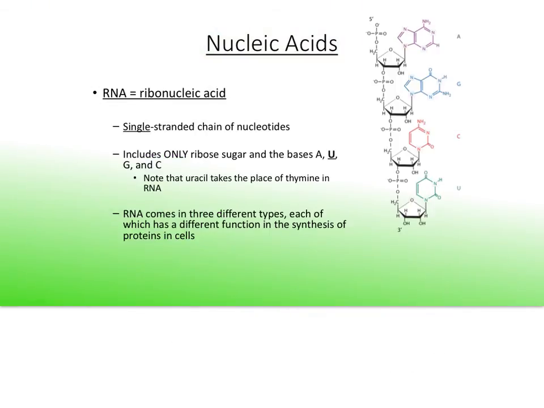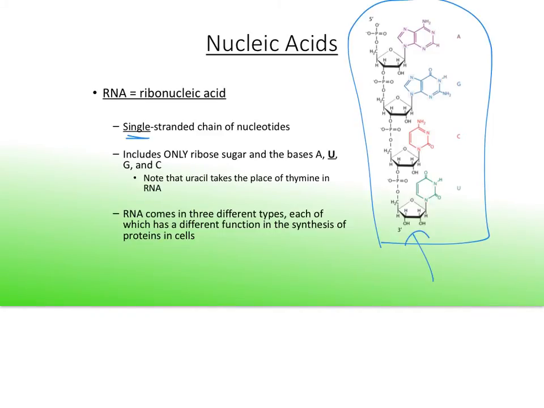Now RNA stands for ribonucleic acid. This is generally just a single-stranded structure, like you see here. Just a single strand, sugar phosphate backbone, and the nitrogen bases here stick out from it. This will only include ribose sugar, and it will use A, U, G, and C. So note that when we use RNA, we're going to have uracil instead of thymine.